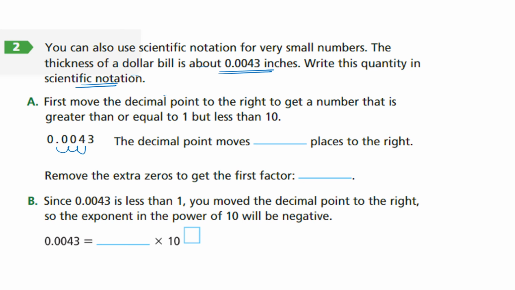Okay, so when the decimal moves, how many places? 1, 2, 3 places, right? Remove the extra zeros to get the first factor. Okay, so we will write what? 4.3. Now, how to write it? We are moving to the right side. Whenever we move to the right side, it has to be with the negative power. And how many places do we move? We move 3 places. So we will write negative 3.